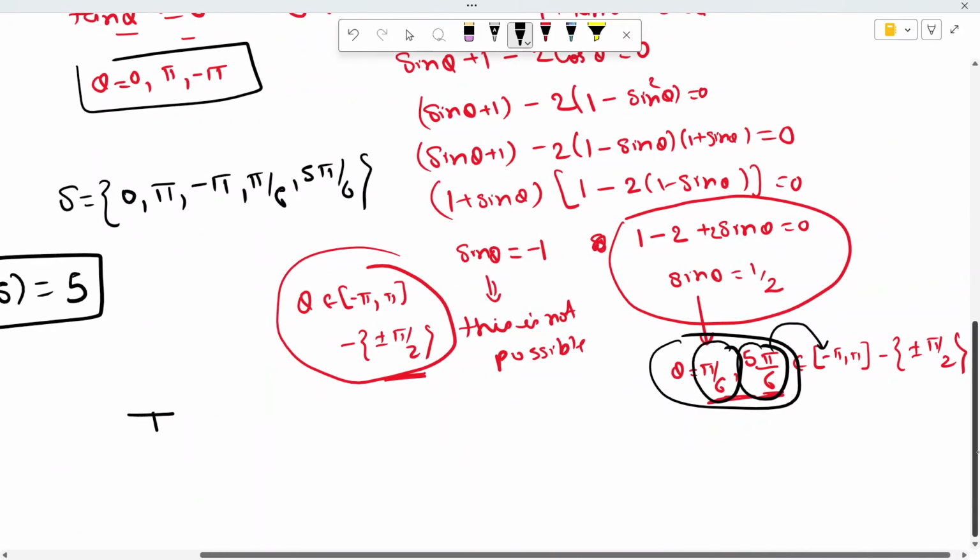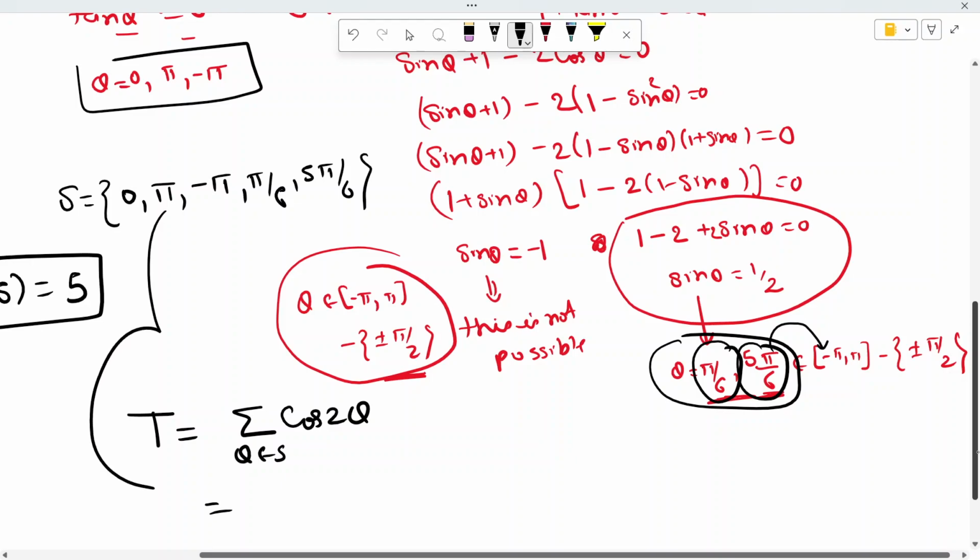T, we have to calculate t. T is given as the summation over theta belonging to S of cos 2 theta. Substitute theta, what is S? S is here, so substitute one by one.